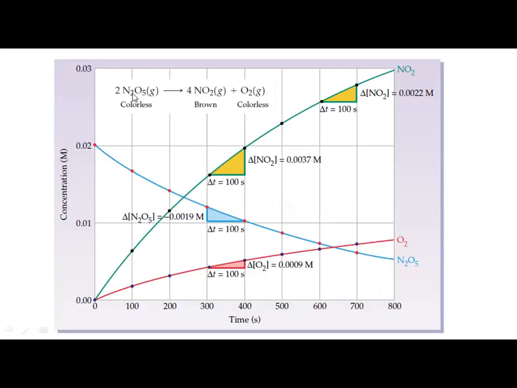Dinitrogen pentoxide is the reactant, and these are the products. Now we are going to express this in a graphical way. This is the graph. This is called the y-axis, and this is called the x-axis. They are the two axes.